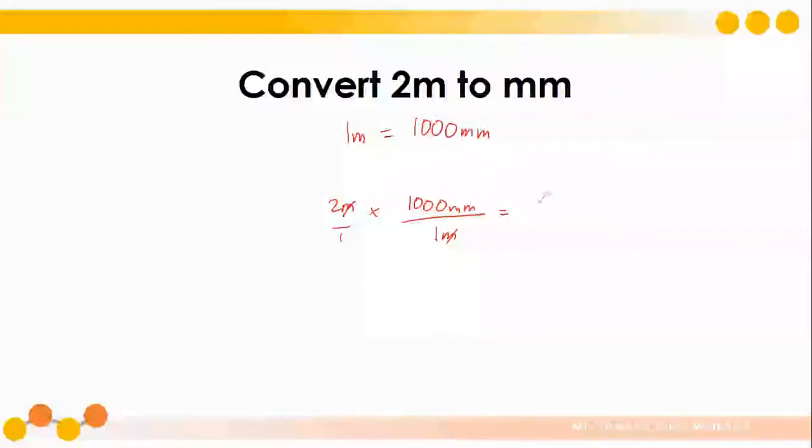So you have 2 times 1000 is 2000 millimeters. Don't forget the unit of measurement. Since the denominator is simply 1, you don't need to write it. And this will be your final answer.